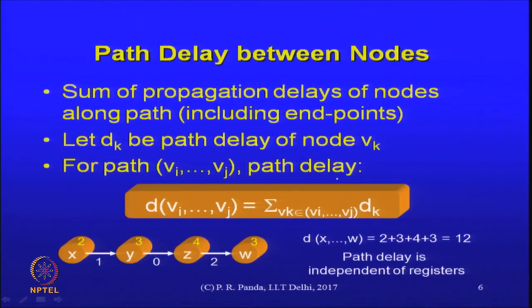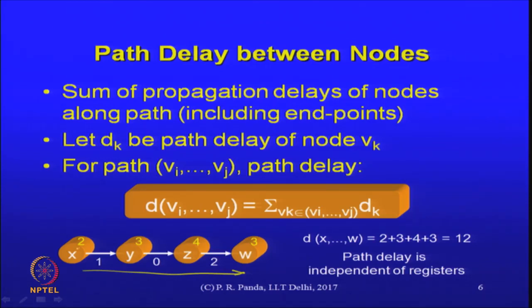Okay. There are some definitions here, note them as we make them. Define a path delay between 2 nodes. The path delay is defined as the sum of the propagation delays of all the nodes along the path, including the endpoints. So, if I have a path like this in my graph from x to w, this path can now consist of multiple nodes along the path.